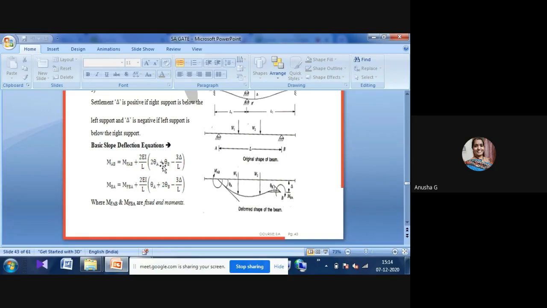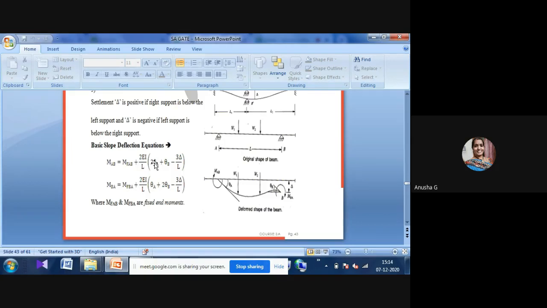Whenever they confuse you, they will give the formula with variations like 2 theta A plus theta B, or plus 3 delta by L. You have to remember the formula, which we already derived in our structural analysis. MAB equals MFAB plus 2EI by L into 2 theta A plus theta B minus 3 delta by L. Here delta by L is the sinking, and whenever there is no sinking, this will be 0.